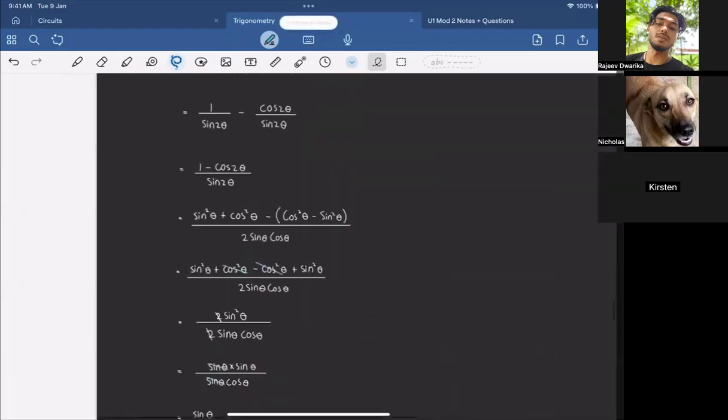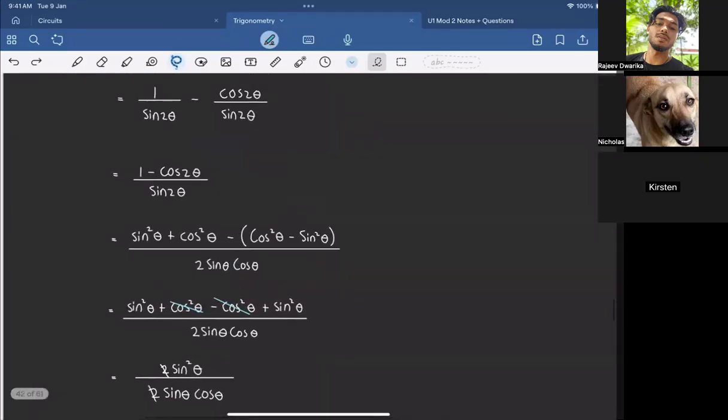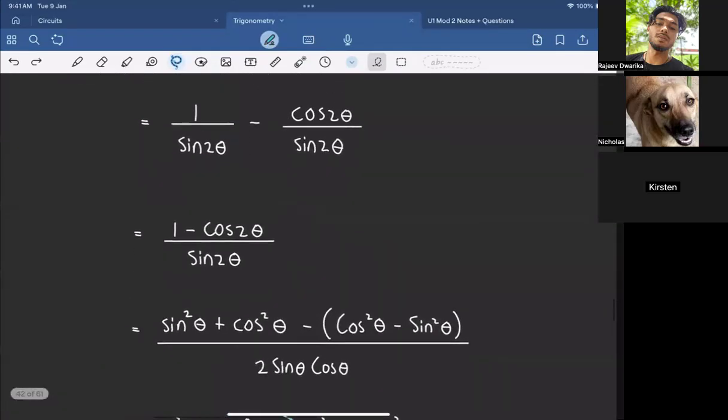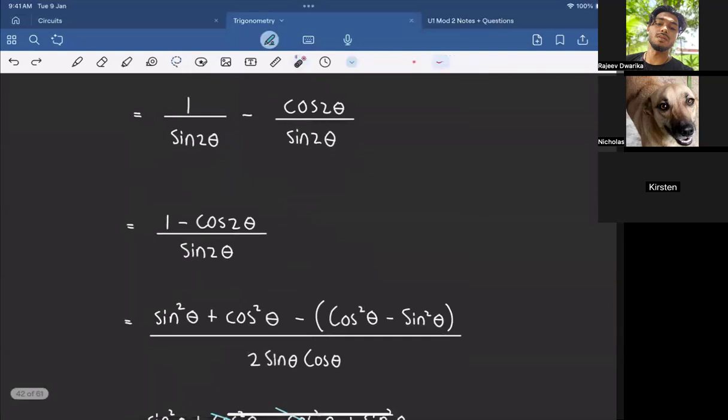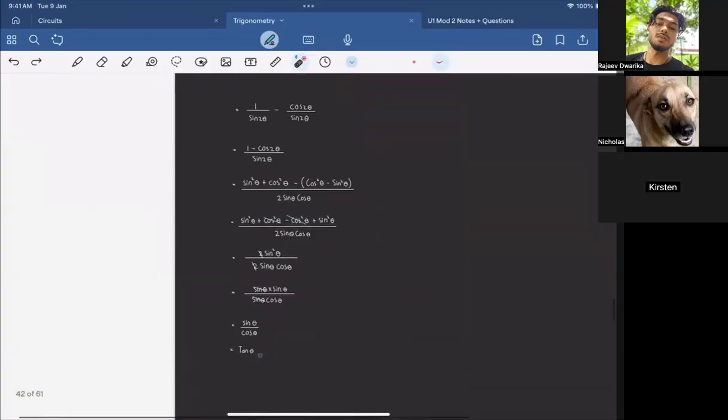And I had another way you could do it. Let me show you the alternative. When you reach this point, after you combine it, we know that sine square theta plus cos square theta is 1. I could replace the 1 with that. And when I expand the brackets, the cos squared and the cos squared will cancel off, and that'll leave us with 2 sine square theta. That's another way you could do it.